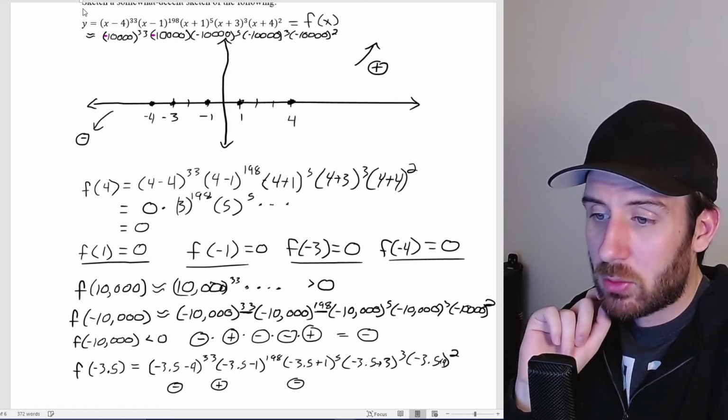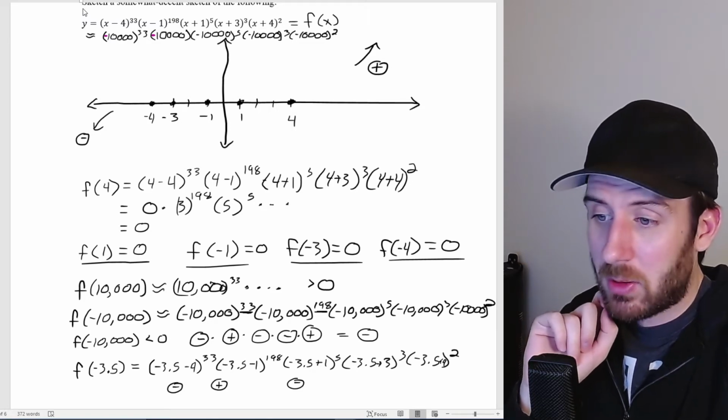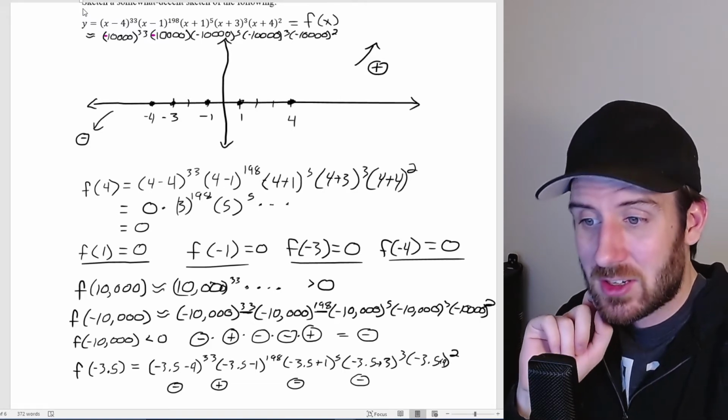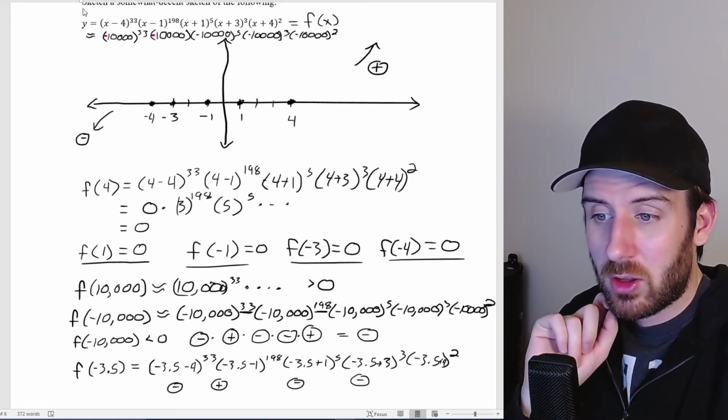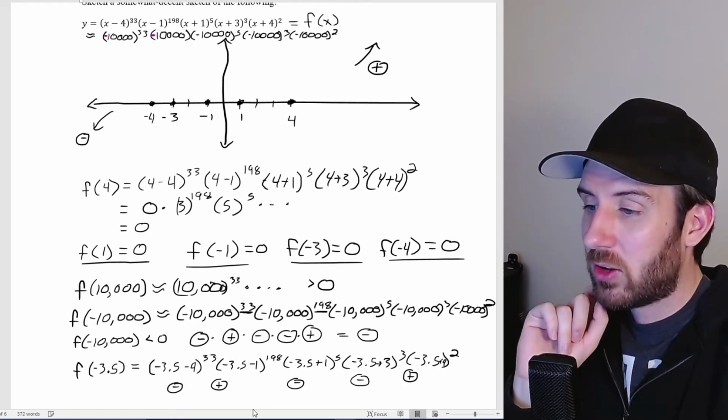And then here I've got negative 3.5 plus 3. That would be a negative number, and then to an odd power would still be negative. And then over here I've got negative 3.5 plus 4, which would be a positive 0.5, and a positive number to a positive power would be positive. Okay, so what does this get us all in all?